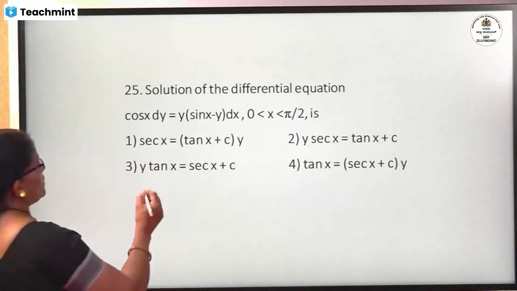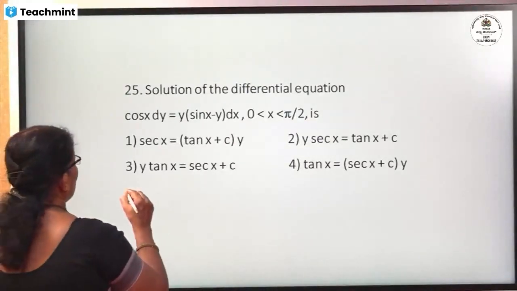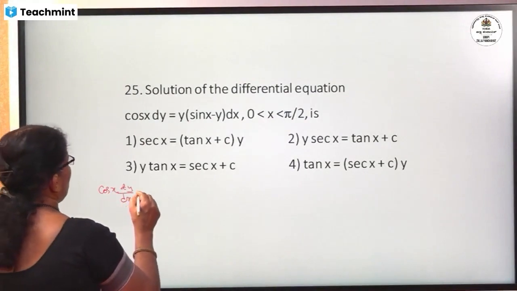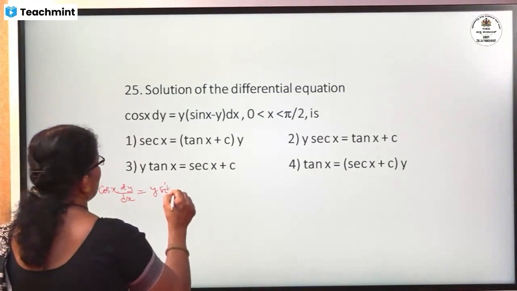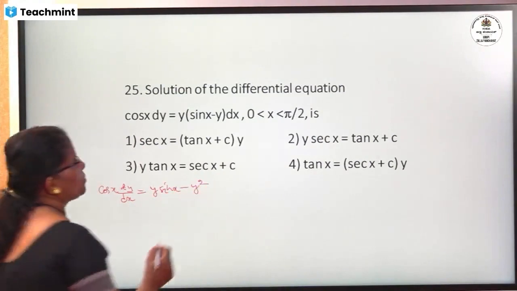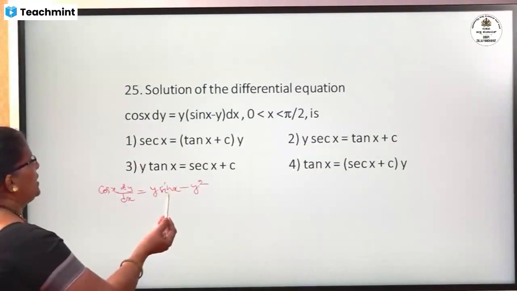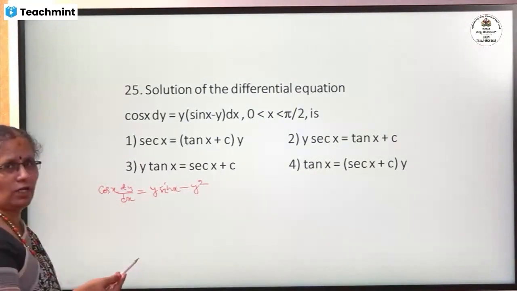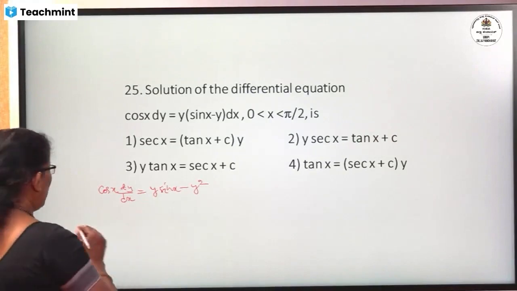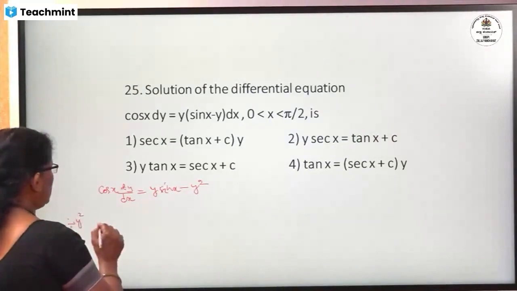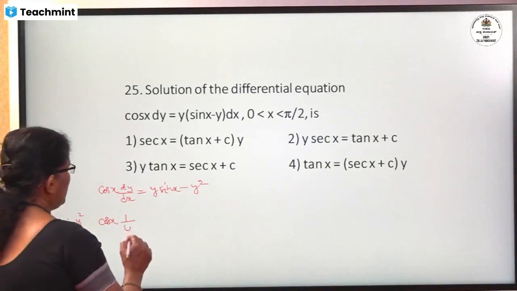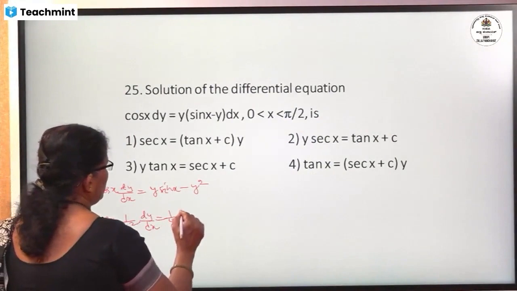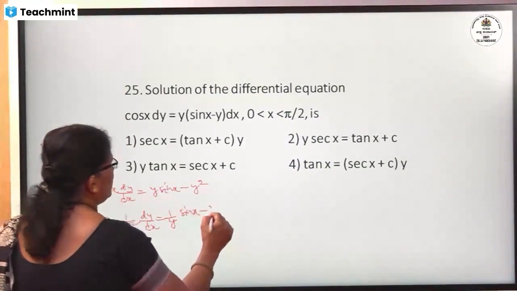Okay, so let us look at question number 25. I can rewrite it as cos x dy by dx equal to y sin x minus y squared. Now can you see that sin x cos x is coming, therefore it is not linear in x. There is a y squared, therefore it is not linear in y. But by dividing by y squared, let me check if I can reduce it to linear. So it is 1 by y squared dy by dx equals 1 by y sin x minus 1.